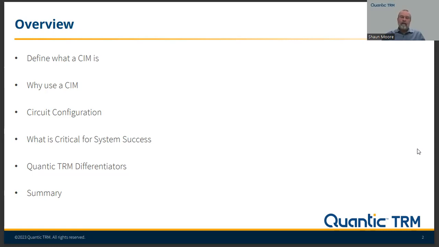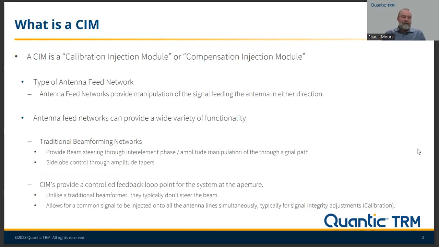Well, that sounds good. So to get started, how do we define a SIM? All right, so a SIM is very often referred to as a calibration injection module or a compensation injection module. As its name infers, it is a module that allows the system to either self-calibrate or provides a point where you can inject a signal to measure, to add regular software corrections later on down the system.